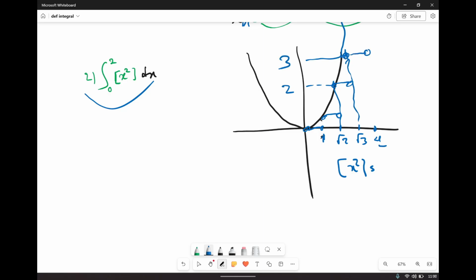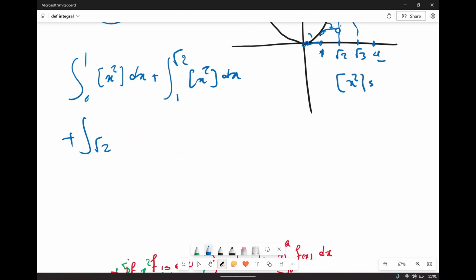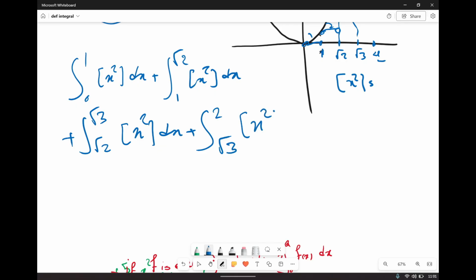Therefore, we must split this integral into 4 integrals. Integration of 0 to 1 of floor of x squared dx plus integration of 1 until radical 2 of floor of x squared dx plus integration of radical 2 until radical 3 of floor of x squared dx plus the last one, radical 3 until 2 of floor of x squared dx.